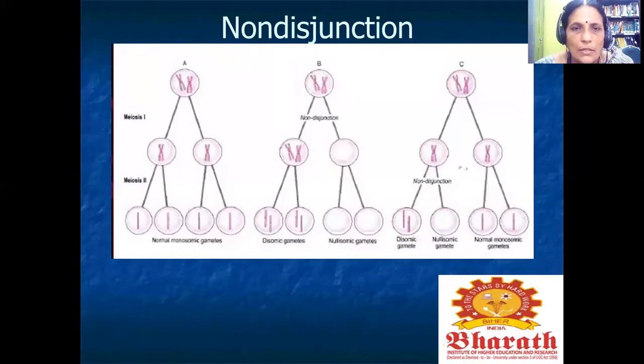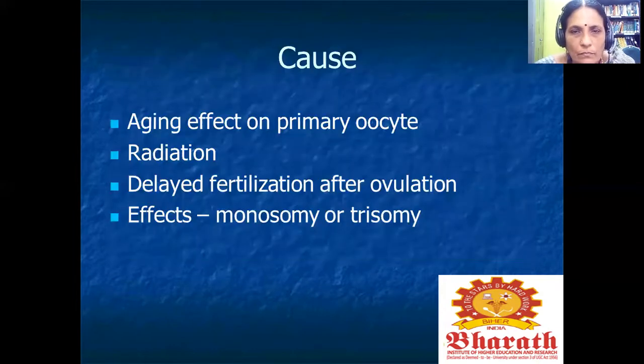These are the non-disjunction figures. You can get normal monosomic gametes, disomic gametes and nullisomic gametes, in the first meiosis, and likewise in the second meiosis. The causes are, first, the aging effect on the primary oocyte; second, radiation; and third, delayed fertilization after ovulation, which affect monosomy or trisomy.